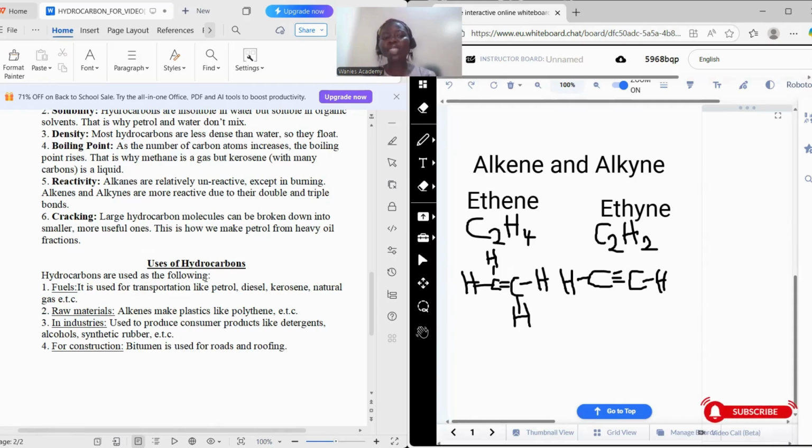In industries, hydrocarbons are used to produce consumer products like your detergents, your alcohols, your synthetic rubber, and many others. For construction, hydrocarbon is also useful. Bitumen is used for road construction and roofing. So you can see hydrocarbons are used in our everyday activities. We can't do without chemistry.